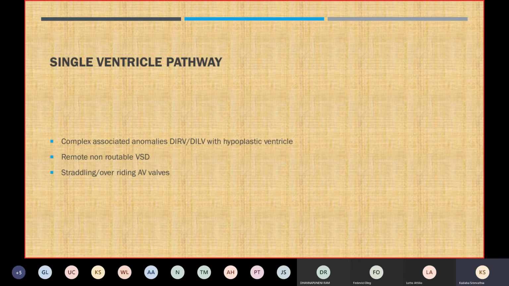The single ventricle pathway may be the only option in cases which are complex with associated anomalies like DIRV or DILV, where there is a hypoplastic ventricle and hence it cannot be used for a biventricular repair. Or the VSD is quite large or a non-routable VSD. We can't embark upon a biventricular repair. It has to go for a single ventricle pathway. There is straddling, as in DIRV or DILV. There is significant straddling or overriding of the AV valves.